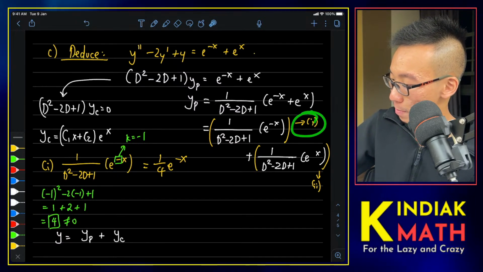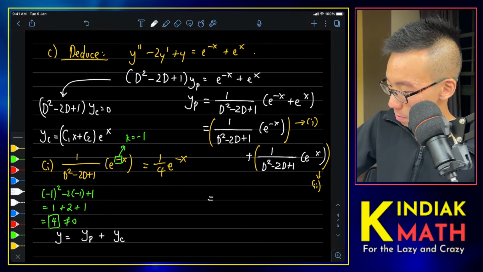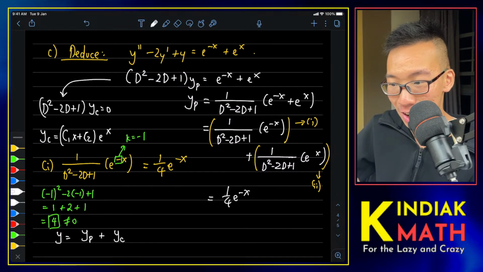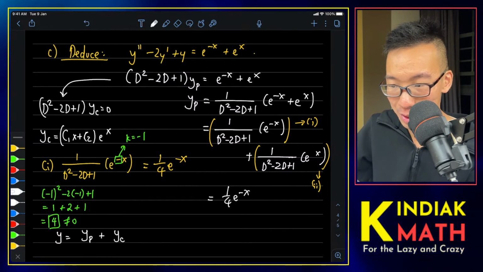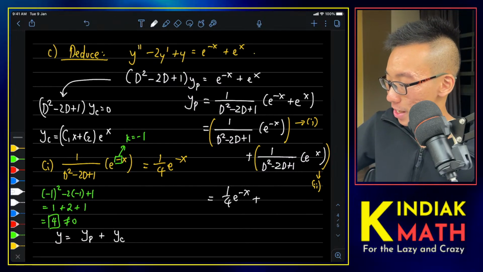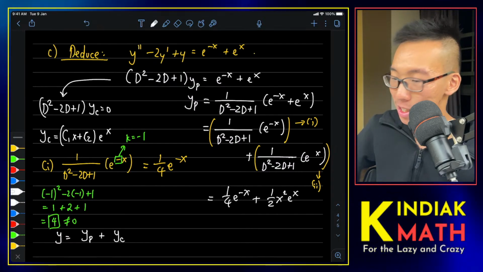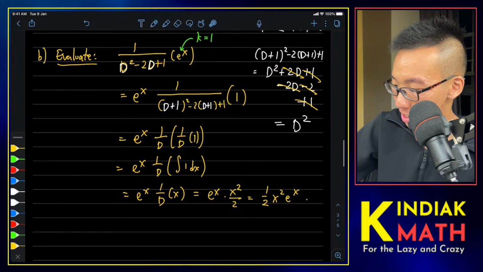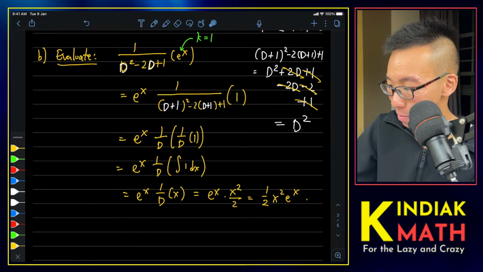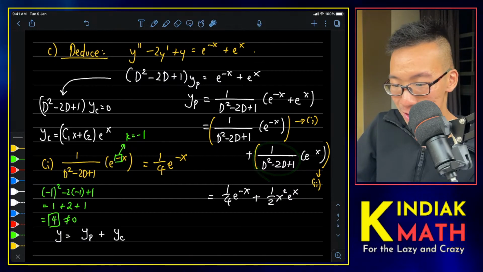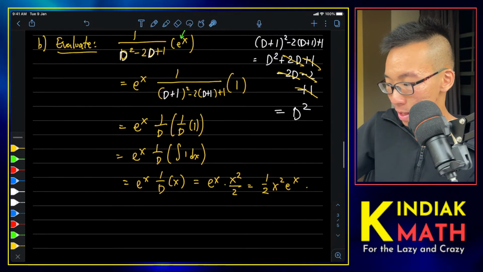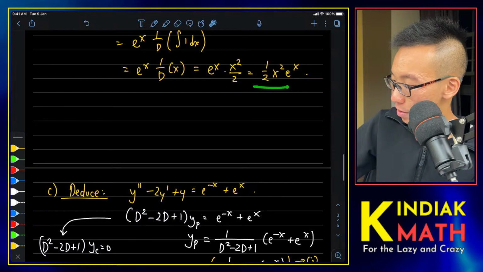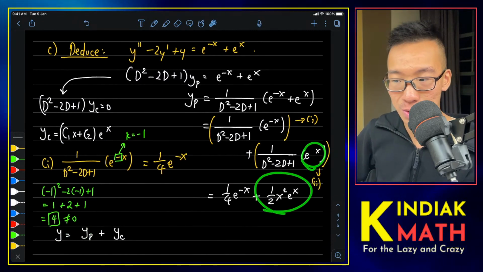So that's for the first term. For the second term, we've actually calculated this just now. With a little bit of effort, we obtained that the second term is half times x squared e to the x. You can refer to that calculation. We actually did it right here. This is 1 over D squared minus 2D plus 1. This is also 1 over D squared minus 2D plus 1. This is e to the x. This is e to the x as well. Therefore, we're using this solution.